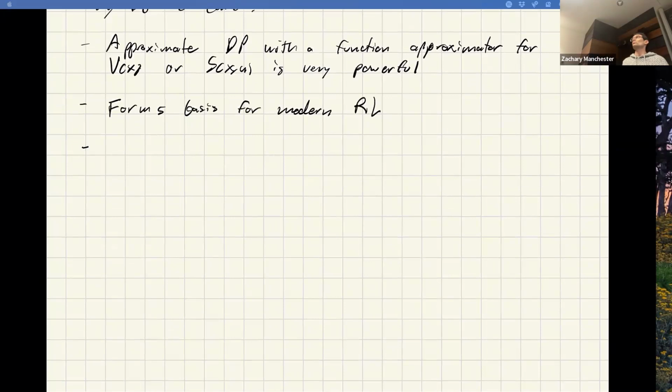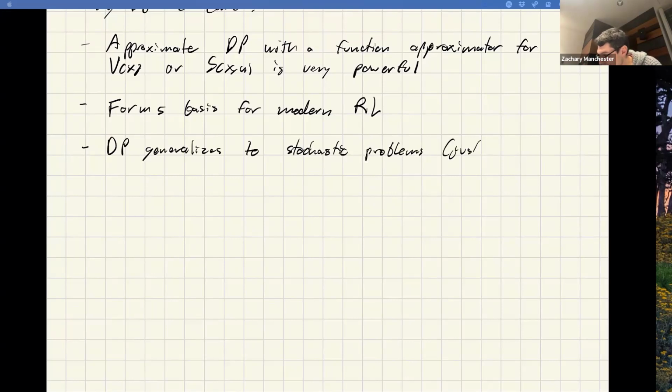Also, another fun fact, since we've got to wrap up here in a sec: dynamic programming, also a big deal here, generalizes to stochastic problems, where Pontryagin does not. In particular, what you do is you just wrap everything in an expectation, and now all of a sudden you're solving stochastic problems. That's another big deal.